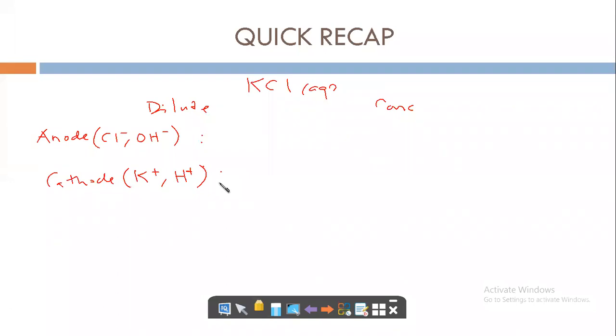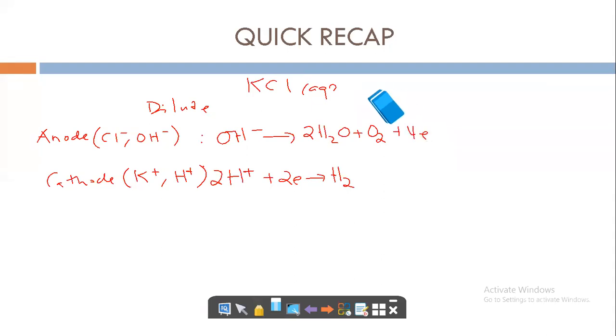All right. So H plus, it will be 2H plus plus 2e gives you H2. And what's the ion that you chose for the anode? OH minus. OH minus is correct. So it will be 4OH minus gives 2H2O plus O2 plus 4e minus. Yes, 4e minus. All right, so we are done with dilute.